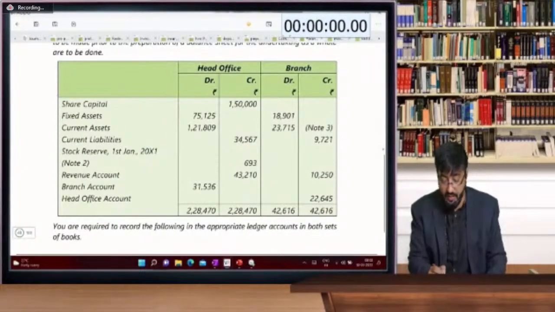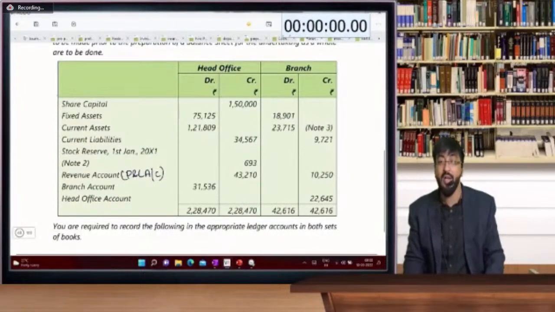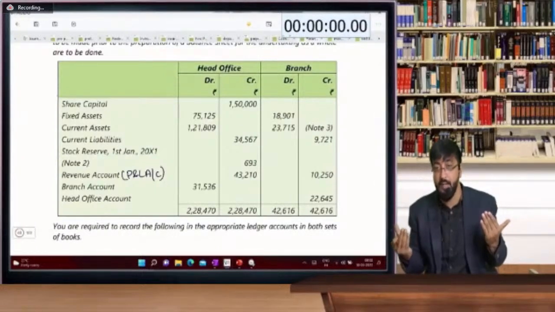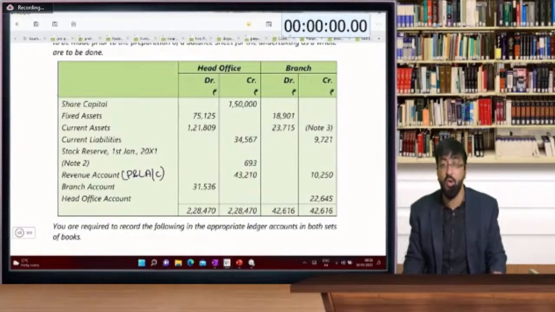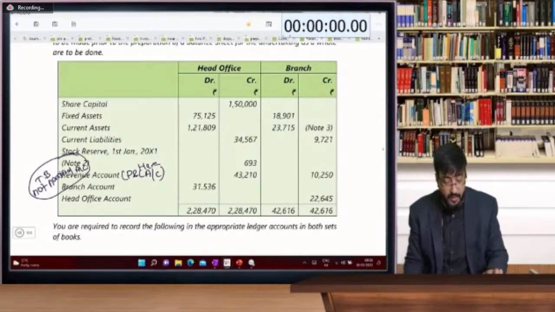Revenue account means here, remember, write down, this is profit and loss account. Revenue has 2 meanings, either sales or profit. Here, sales is not possible because all other nominal accounts are not given in the trial balance. So nominal accounts are missing in the trial balance. As trial balance is not consisting of nominal accounts, therefore revenue means here it is profit and loss account.